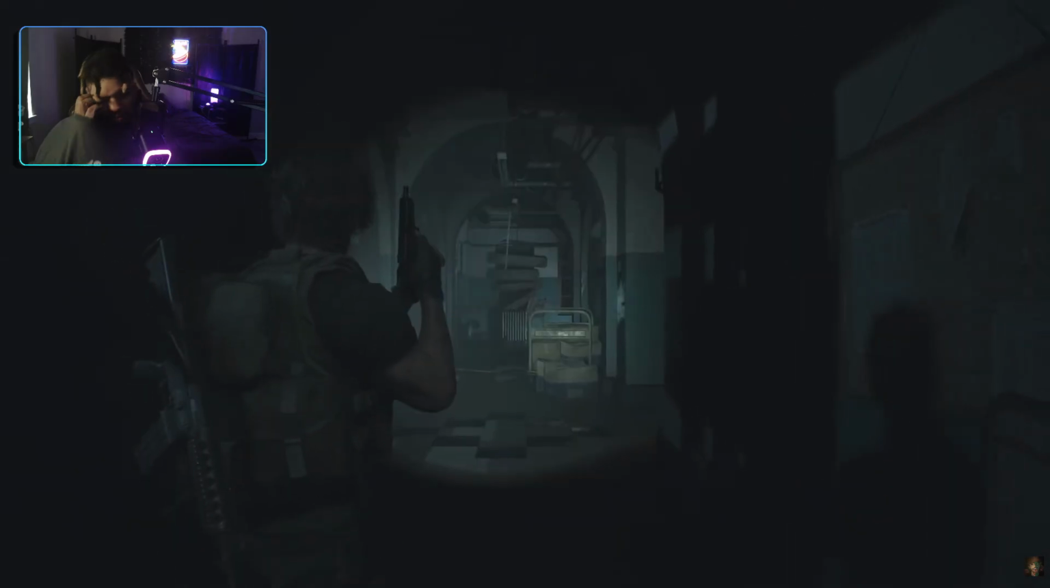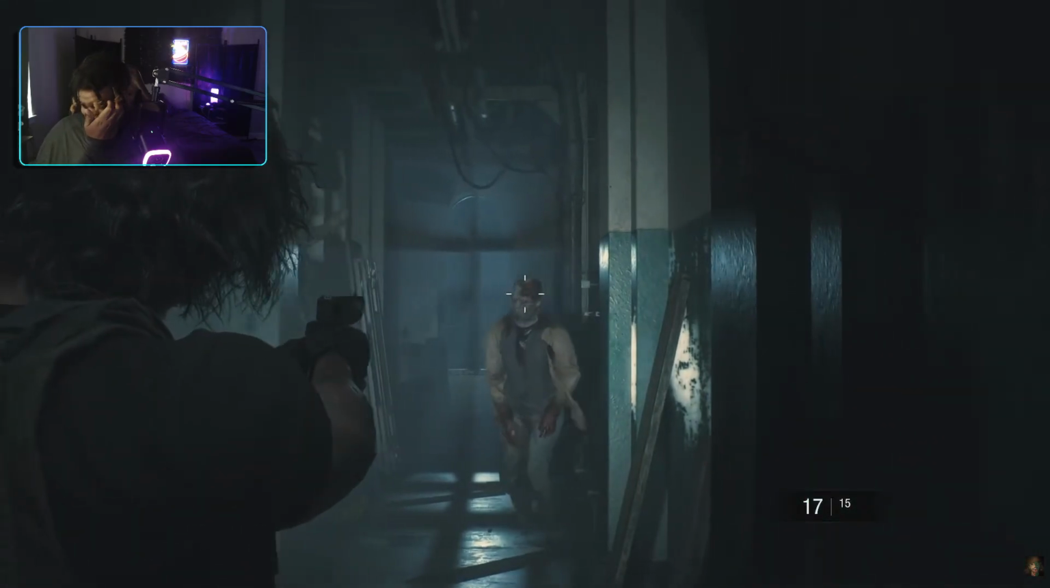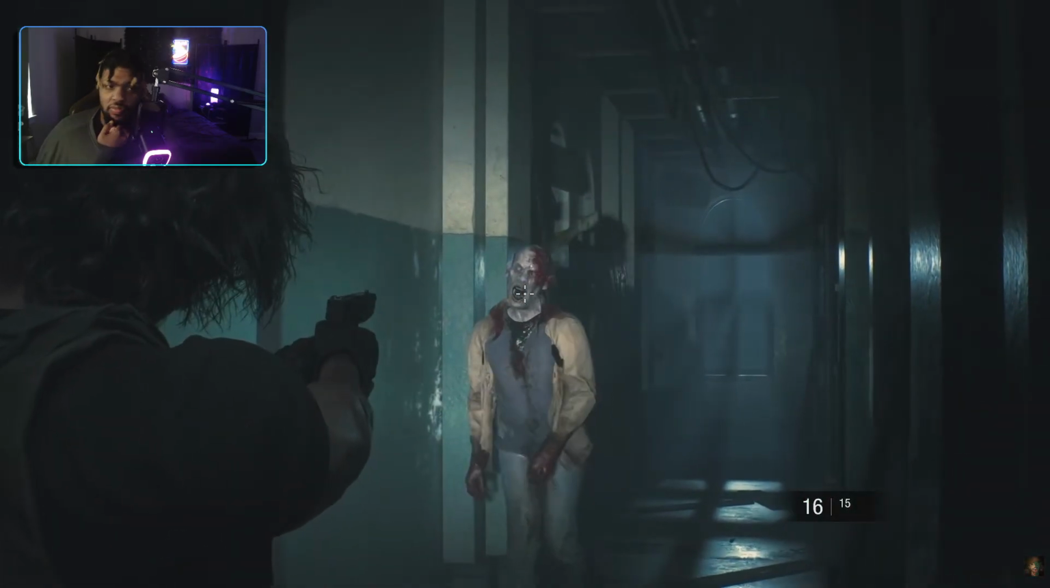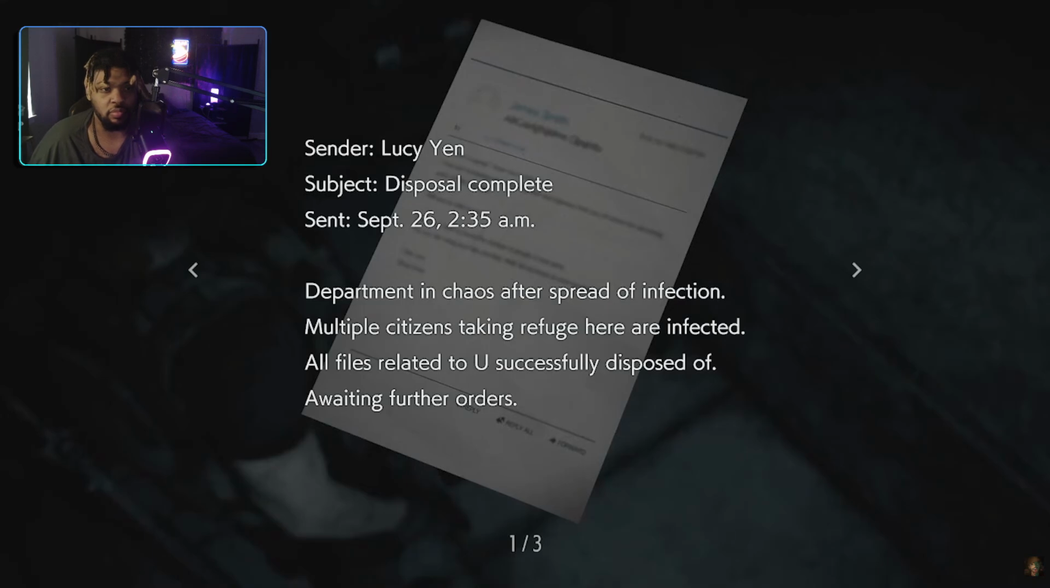It's clear when moving through the station that the situation here is pretty foobar too, as Carlos witnesses two officers getting torn apart by something. As mentioned earlier, the station was a refuge for survivors until the inevitable happened and an outbreak occurred. And from an email that Carlos can find, someone named Lucy Yen had disposed of any and all files in relation to Umbrella.